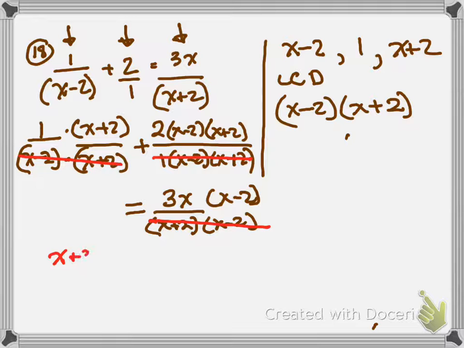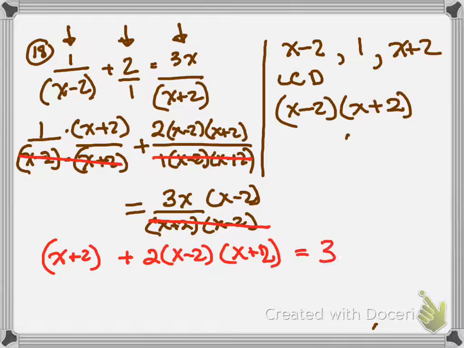1 times x plus 2, plus 2 times x minus 2 times x plus 2, and 3x times x minus 2. So my denominators have been completely canceled out, completely cleared, and I'm left with just the numerators and a pretty straightforward equation to solve. So let me go back to my black and I'll solve this problem.